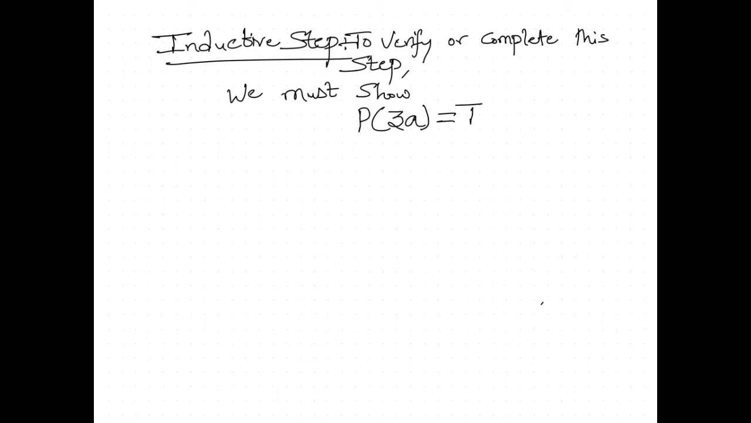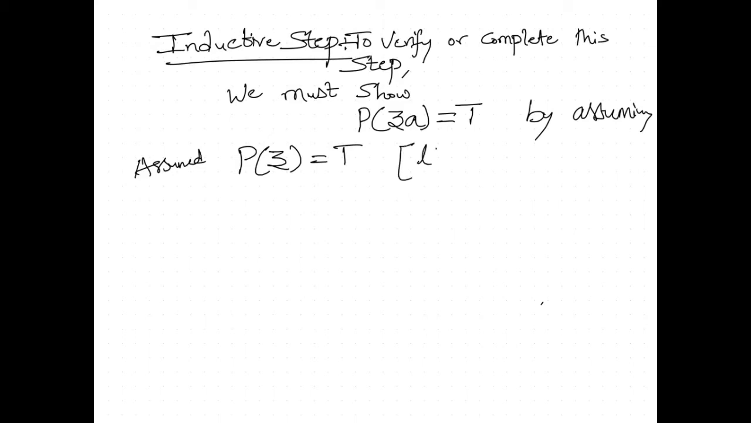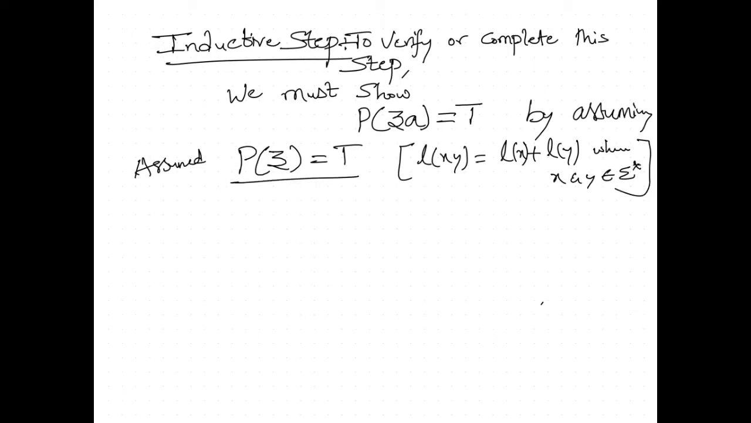How am I going to show this? By assuming, this is very very important, by assuming P of Z is equal to true. This must be assumed true. So what does that mean? P of Z is equal to true means obviously L of xy is equal to L of x plus L of y whenever x and y belong to the set of strings, right? L of xy is always equal to L of x plus L of y. This is what I am assuming.